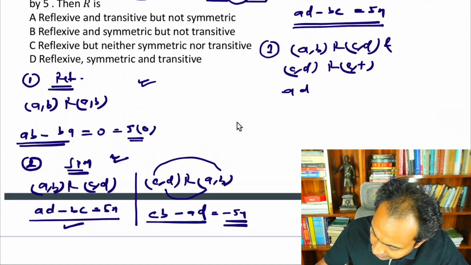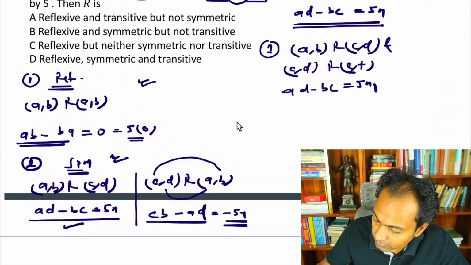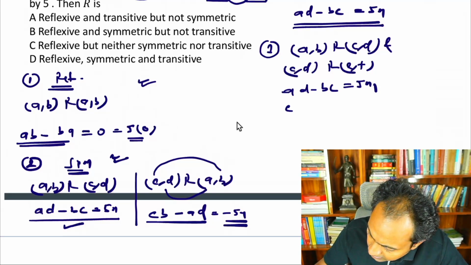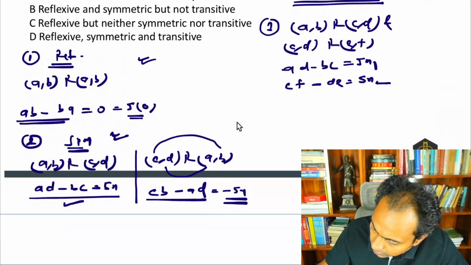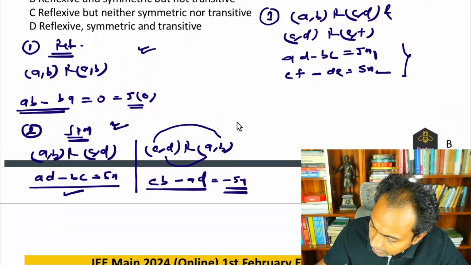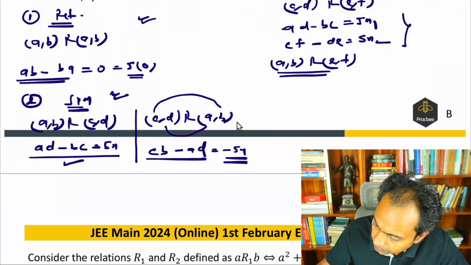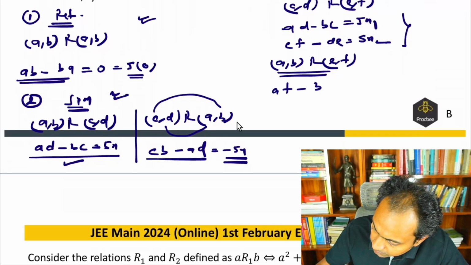From the first one, AD minus BC is equal to 5 and 1. From the next one, we have CF minus DE is equal to 5 and 2. And from here, we'll have to go and prove that AB is related to EF. And that will essentially mean we have to prove AF minus BE will be a multiple of 5 as well.